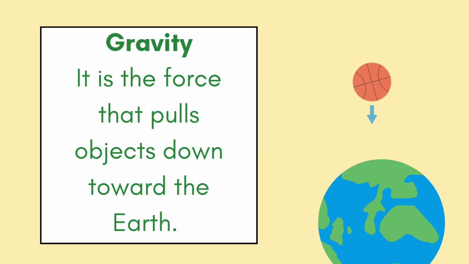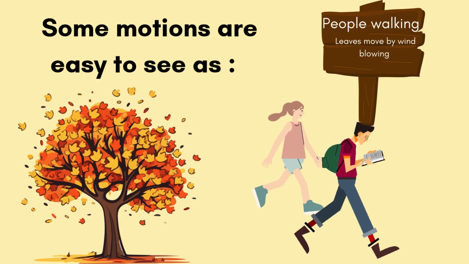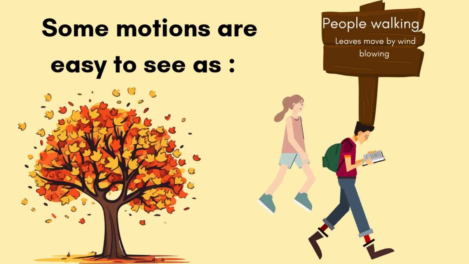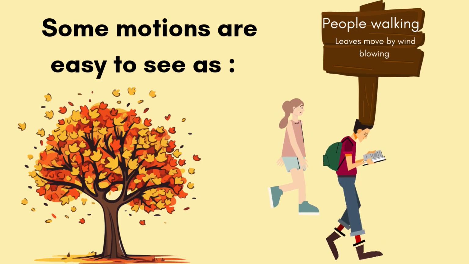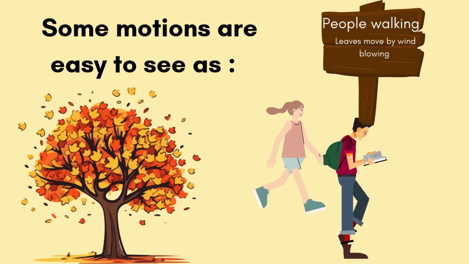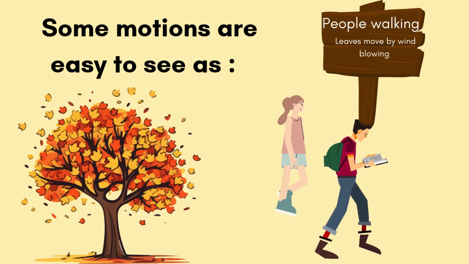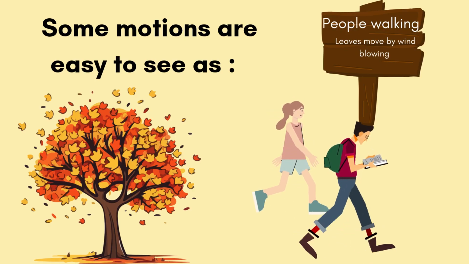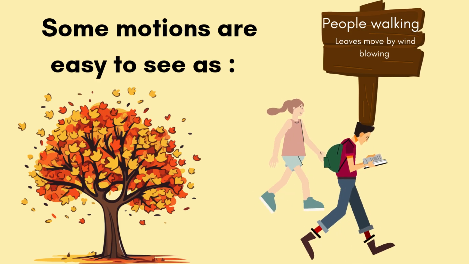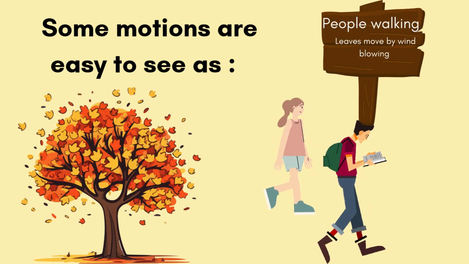Here we have some motions that are easy to be seen, like walking people, like the leaves moving by the wind blowing. When the wind blows the leaves of trees, the leaves move.